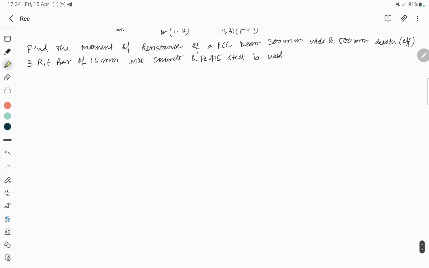In this video, we will solve this math where we find the moment of resistance of an RCC beam 300 mm wide, 500 mm effective depth, with 3 reinforcement bars of 16 mm, using M20 concrete and Fe415 steel. So we will find this in this video.